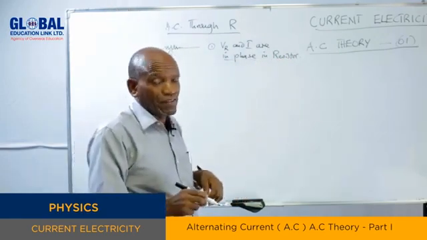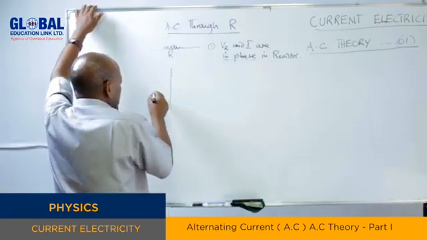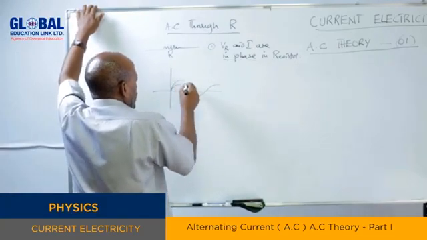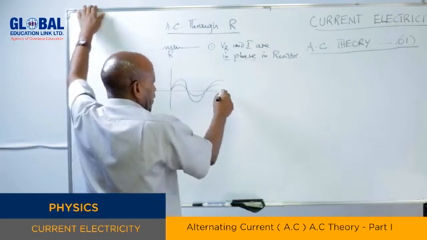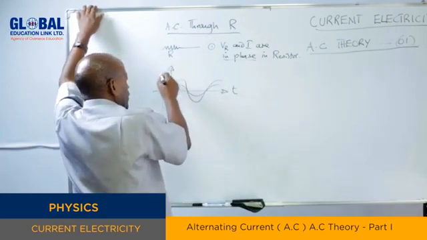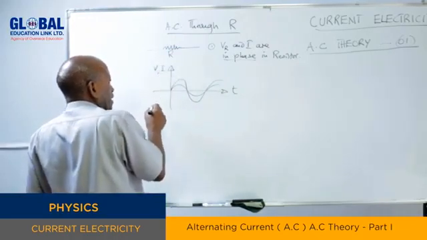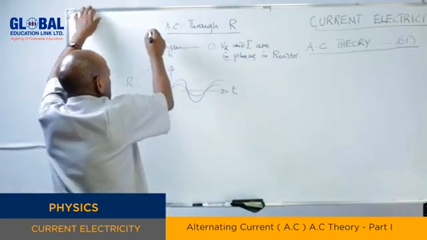They are in phase in the resistor. It means that whenever they are passing through it, if an alternating current goes like this, the alternating voltage will also be going like this. They are all moving in this way, that they are in phase, whenever I'm talking about the voltage or the current I through a resistor. This is the first part.